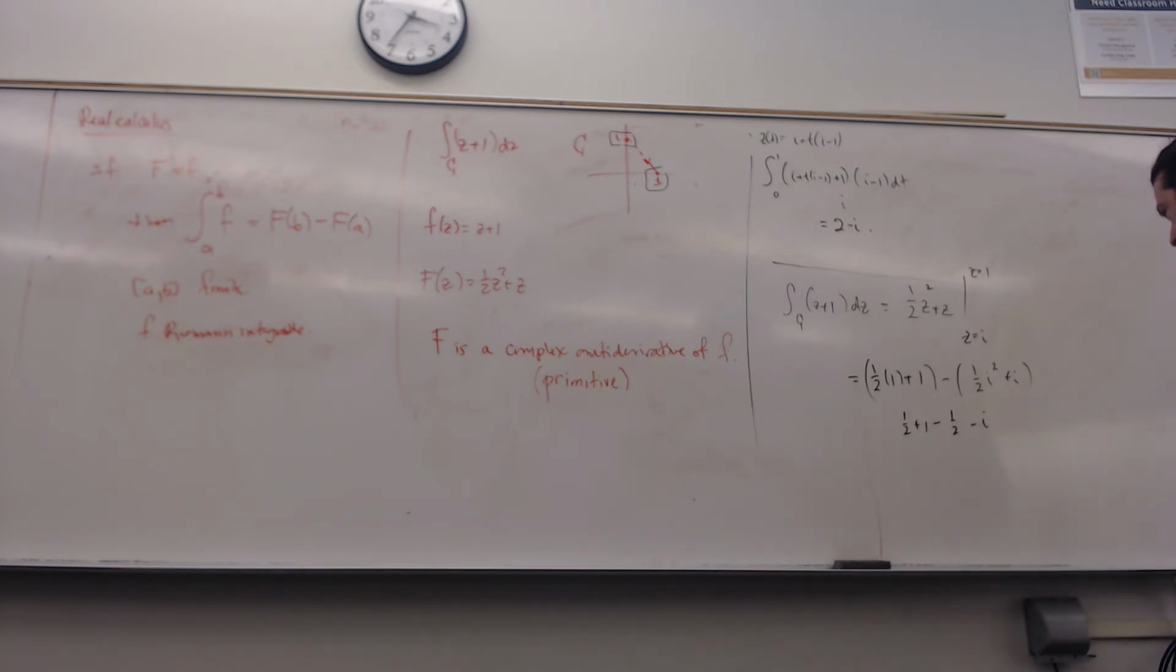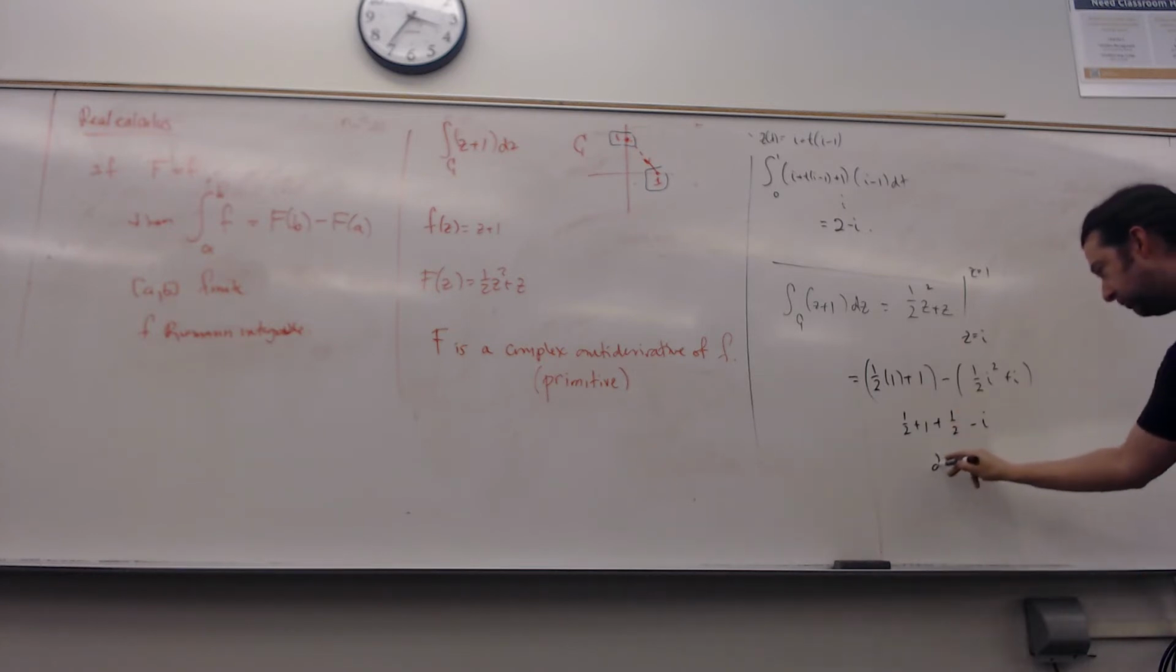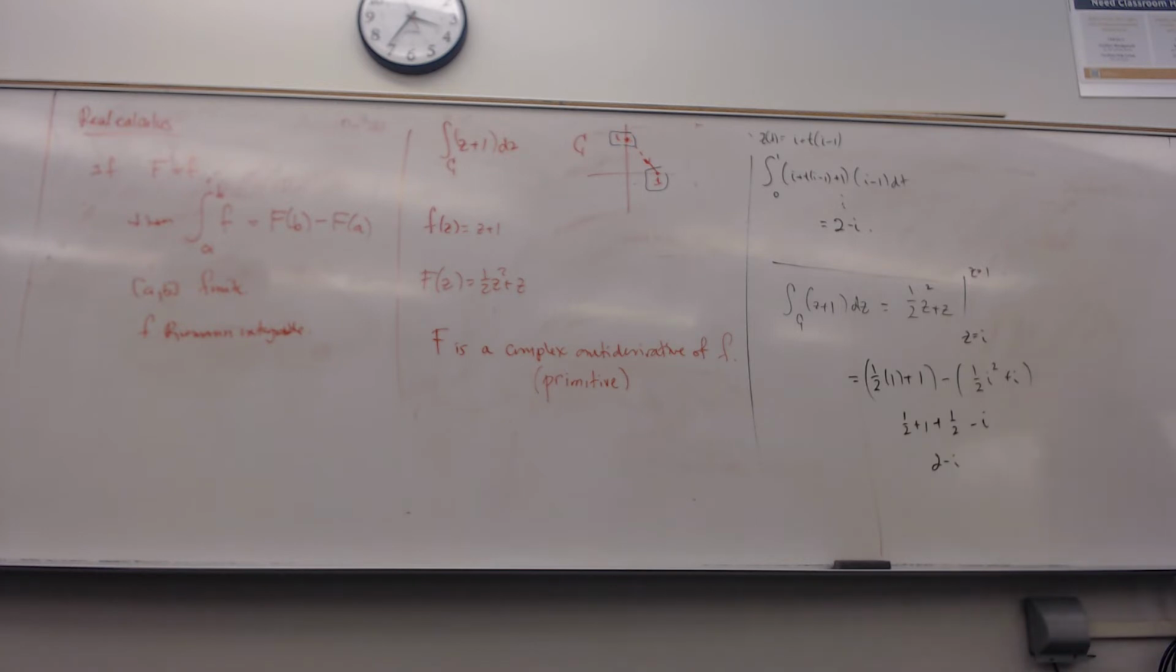Is that right? I missed the negative sign. No, that's minus 1/2, so it's plus 1. Oh, 2 minus i. Interesting. Okay. Maybe it's true. Maybe I could actually do this.